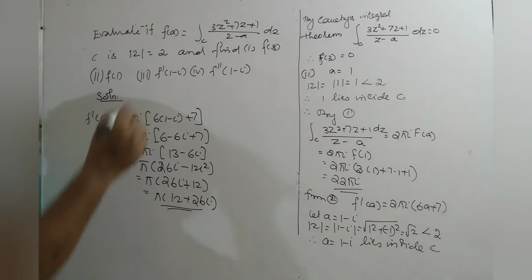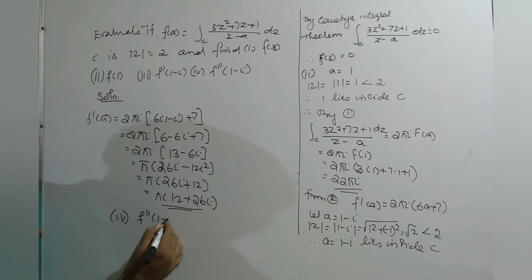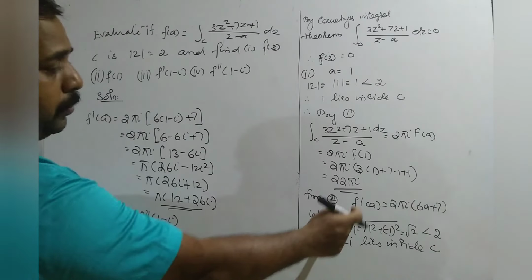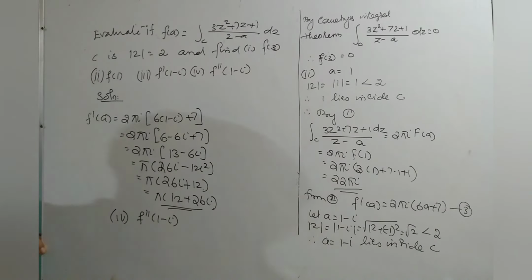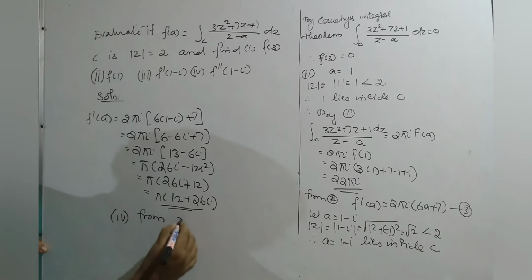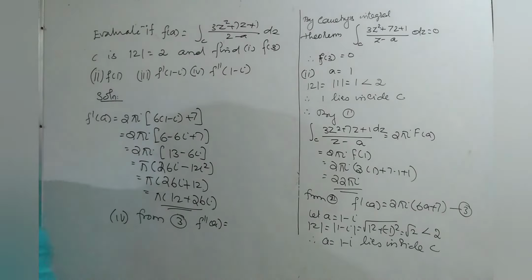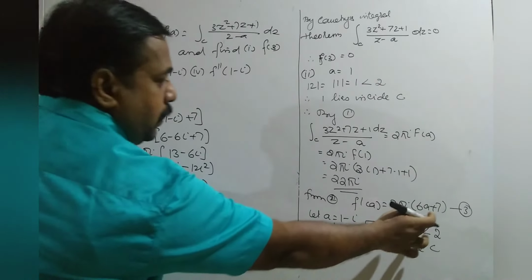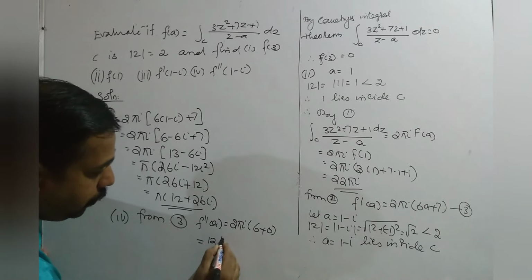Now fourth one. What is the fourth one? The fourth one is f double dash of 1 minus I. So for that, take equation number 3. From 3, f double dash of a equal to, you differentiate once again with respect to a, that is 2 pi I into (6a differentiation is 6, 7 differentiation is 0). That is equal to 12 pi I.